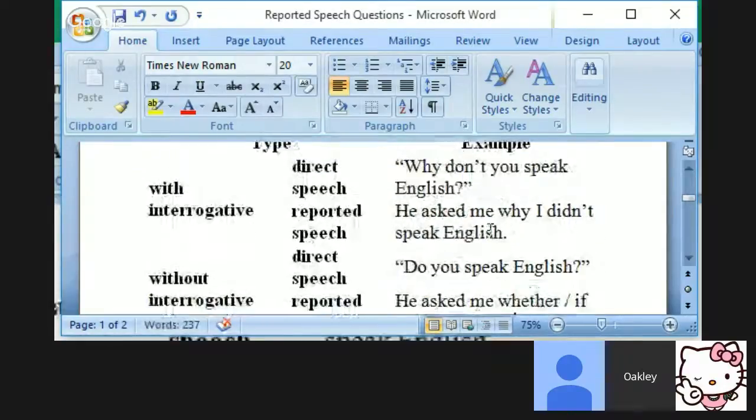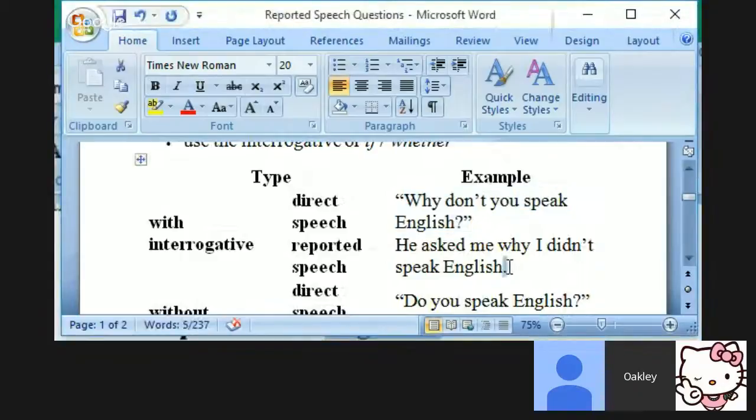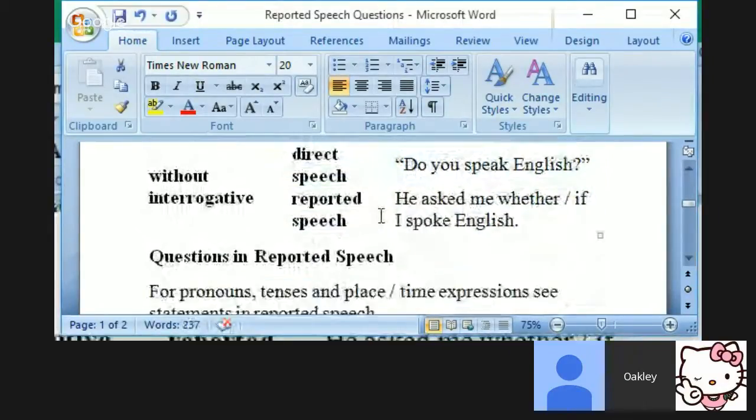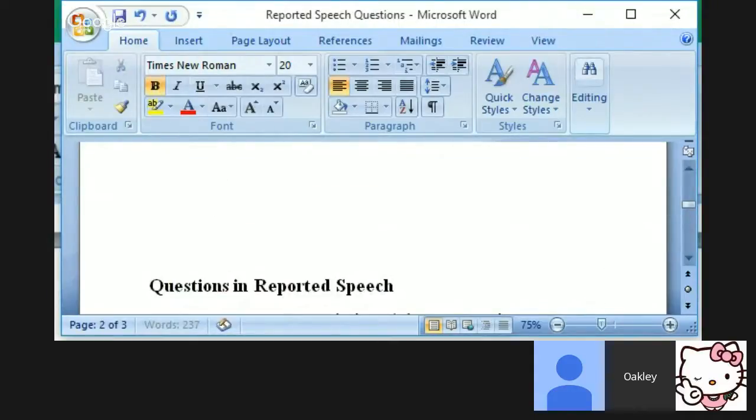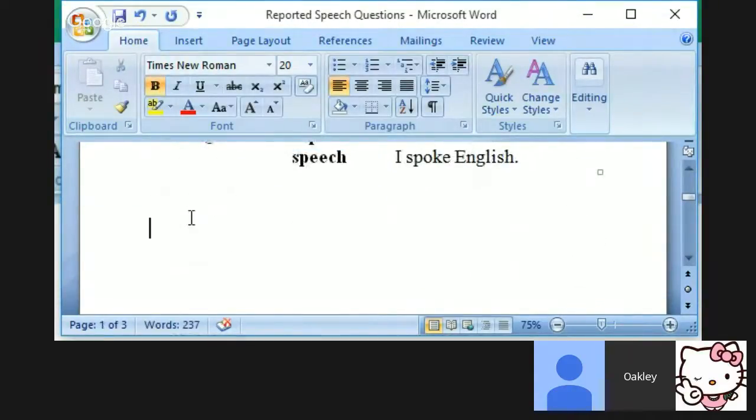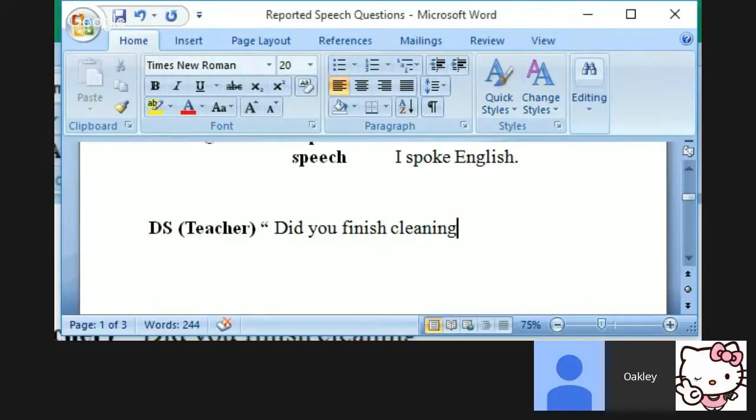Okay, so let's try both of these. Let's try with an interrogative, and then we'll try one without an interrogative before we move on to some other features here. Heidi, start out. Teacher asked me. Okay, this is the direct speech. Did you finish cleaning your house? That's without an interrogative. All right, we'll do without first. That's fine, no big deal. We can try the other way later.